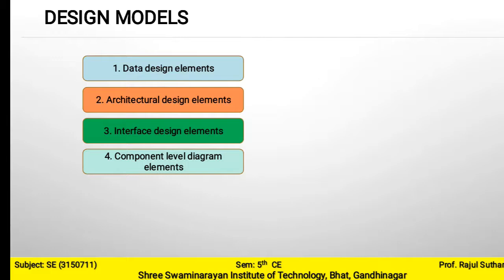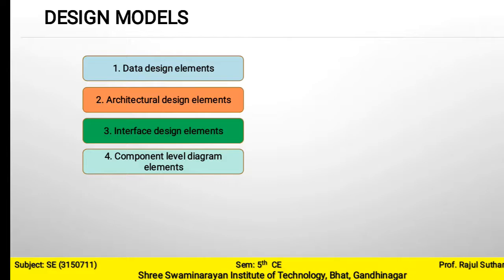Then the fourth one, that is the component level diagram and elements. The component level design for the software is similar to the set of detailed specifications of each room in a house. The component level design for the software completely describes the internal details of each software component. The processing of data structures occurs in the component and interface, which allows all the component operations.